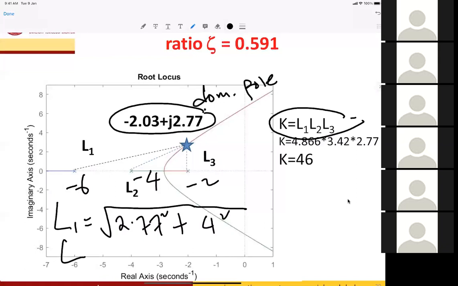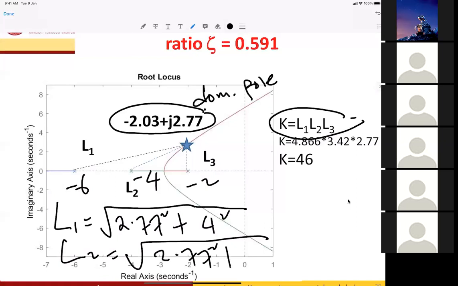Okay. L2? L2. Abdul Rahman Syarudin. L2. Tak datang. Ada. L2 is 4, 2 2. L3.